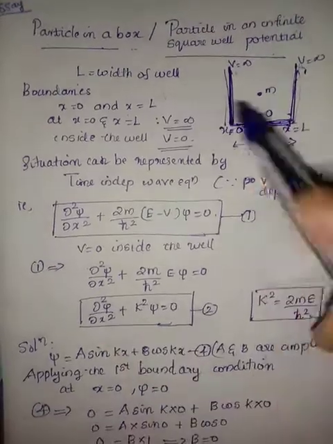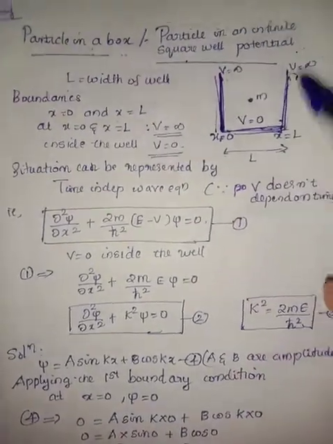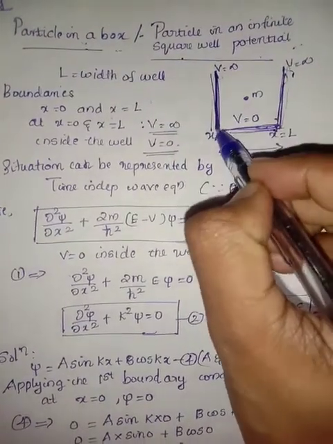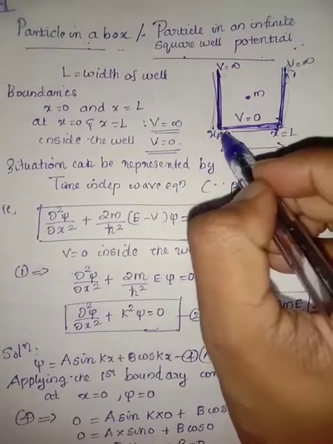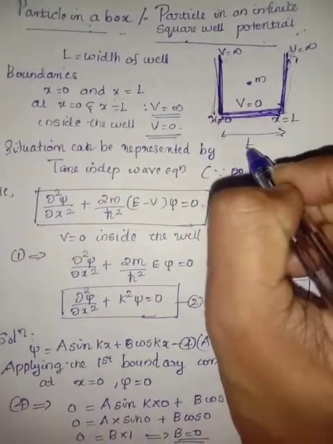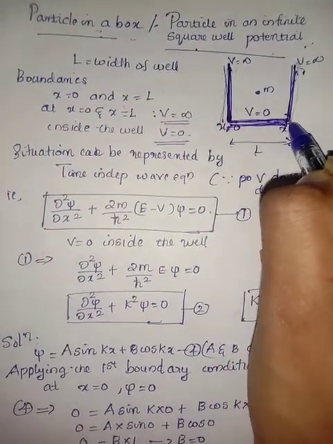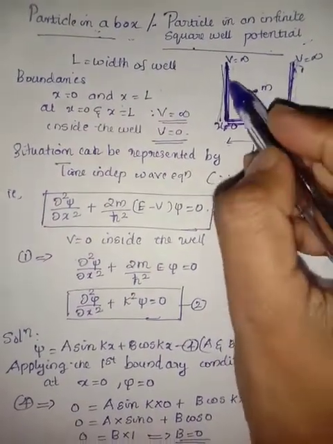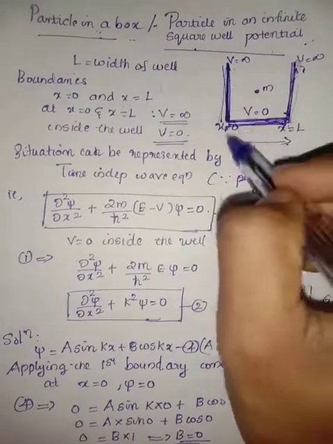The topic of this chapter is a particle in a box, or a particle in an infinite square well potential. We are considering a square well-shaped box whose width is capital L. So x equal to 0 will be our first boundary and x equal to L will be our second boundary.